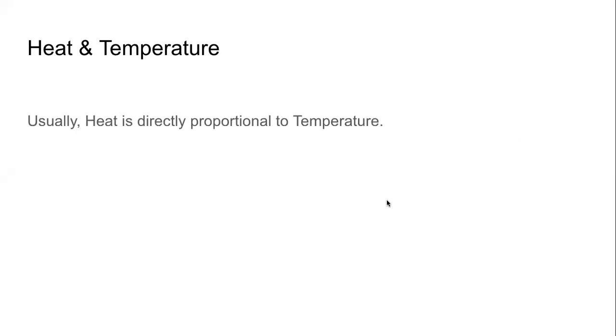Between heat and temperature, how are they related? Very important, very basic. Let's understand this properly. And if we understand this, then this chapter will be easy for us. How heat and temperature are related. As I said, usually heat is directly proportional to the temperature. Or we can also say temperature is directly proportional to the heat. More the heat, higher the temperature. Higher the temperature, more the heat. Directly proportional. Mark my words, usually, not always. Not always.